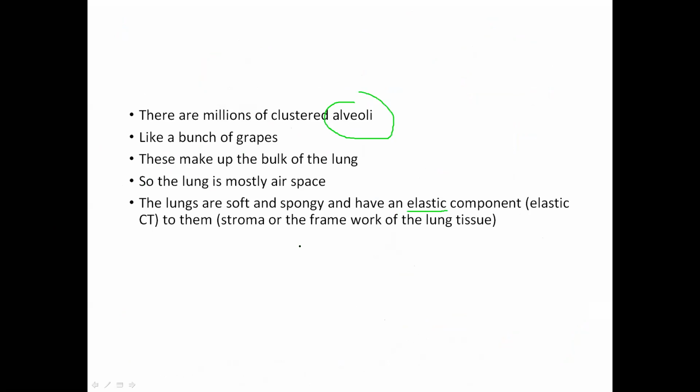When you breathe in, the lungs expand, and when you breathe out, the lungs go back to where they came from. So you want some sort of elastic component to be there. The framework within the lung is called the stroma. As you age, you can lose this.